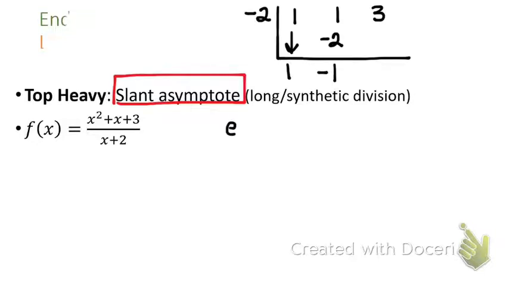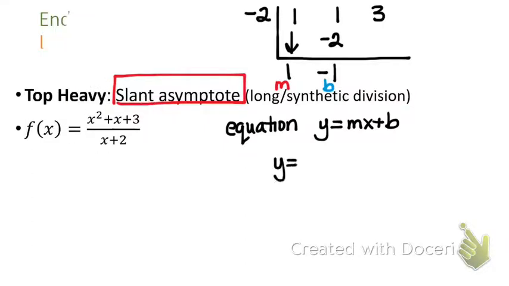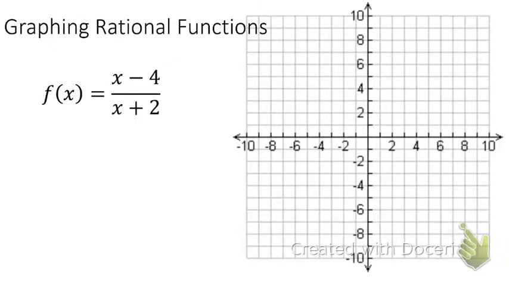So because this is a slant, your equation for your slant asymptote is written as y equals mx plus b. So the first number you get is m. The second number you get is b. So the equation for your slant for this particular graph is y equals 1x minus 1. And we would have to graph that. So I'll give you a moment to copy that down.